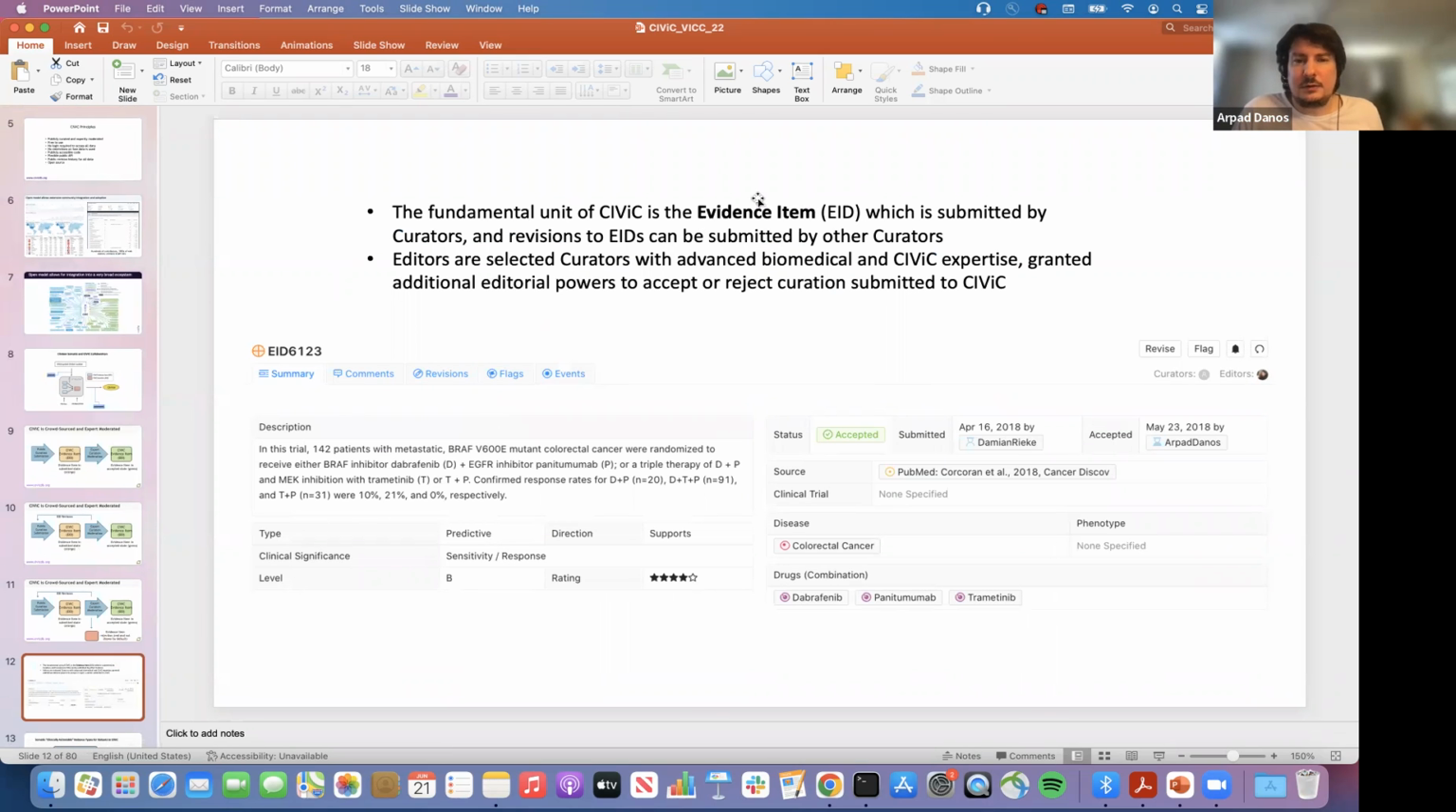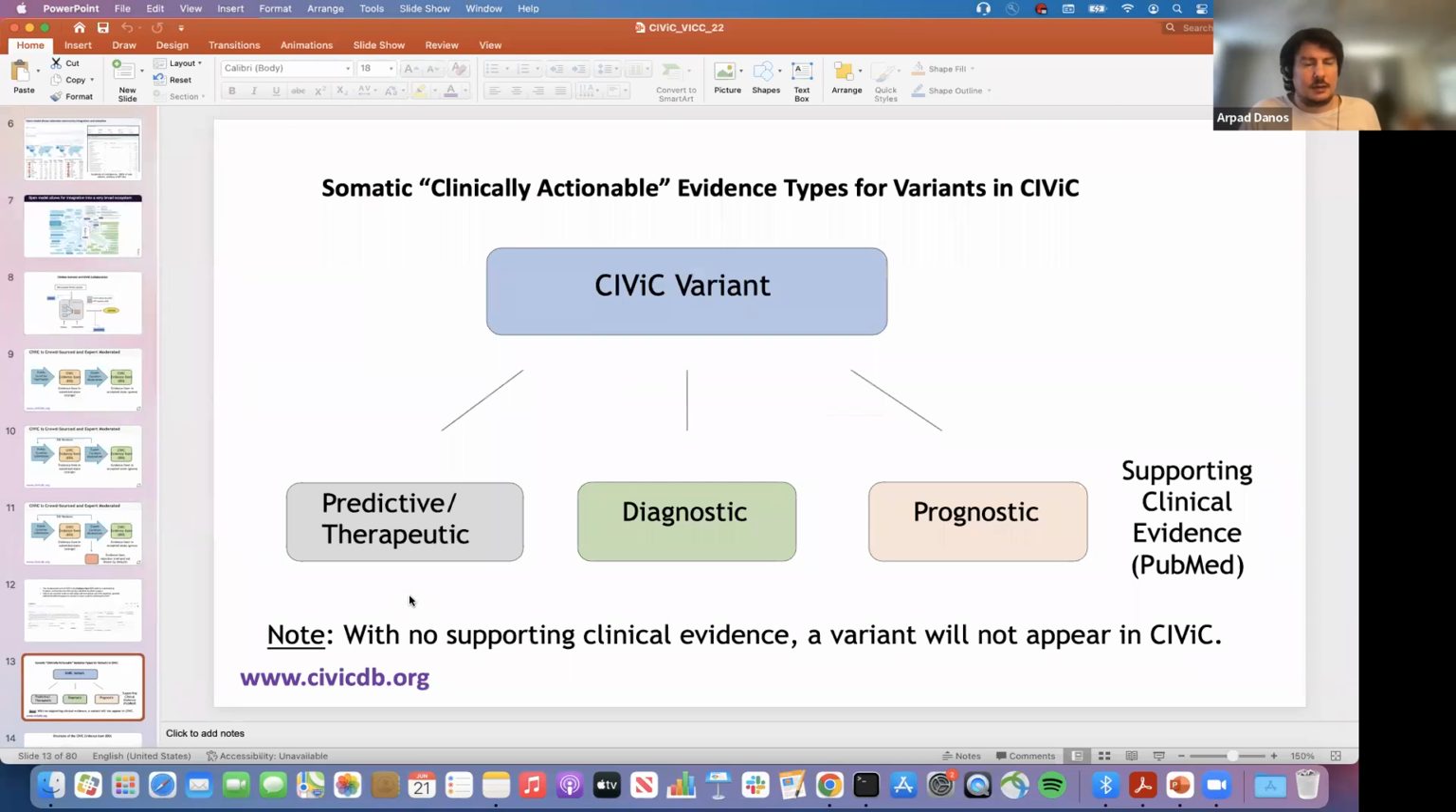So the fundamental unit of CIViC is the evidence item, and we talked about editors and curators a little bit. Here's an example of an evidence item. There'll be a few more later. This one was submitted by Damien originally in 2018. It's a predictive evidence type, but we'll look a little bit at that in a few slides.